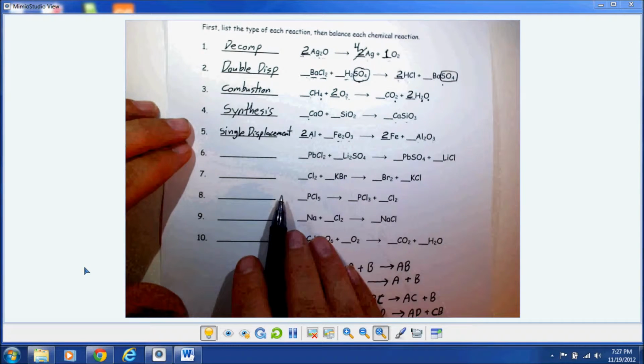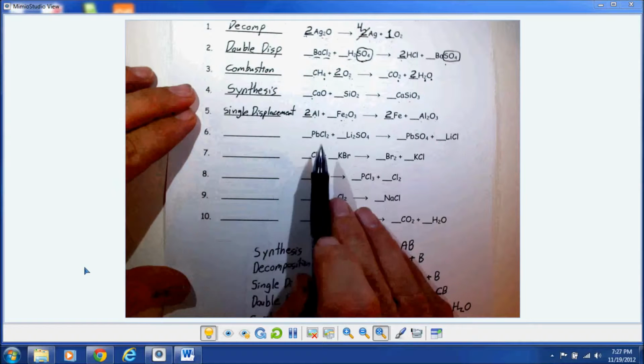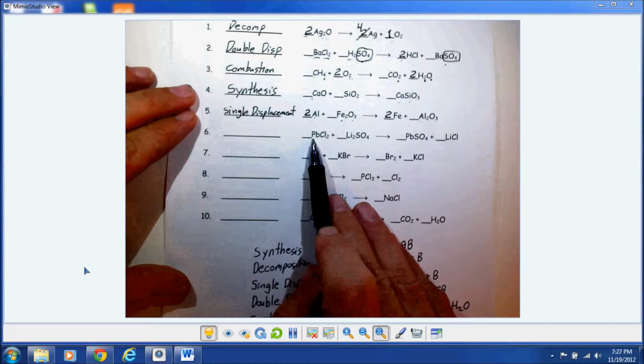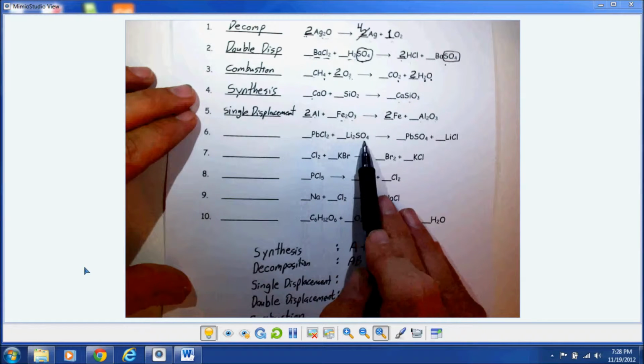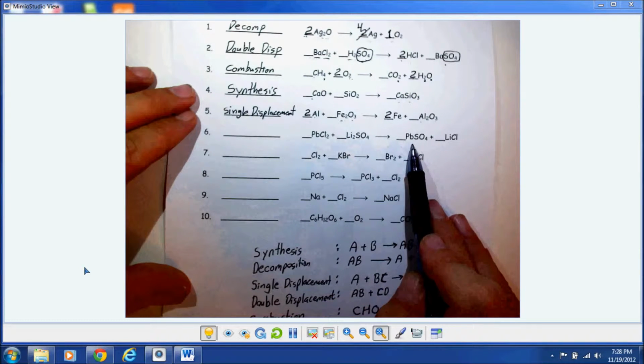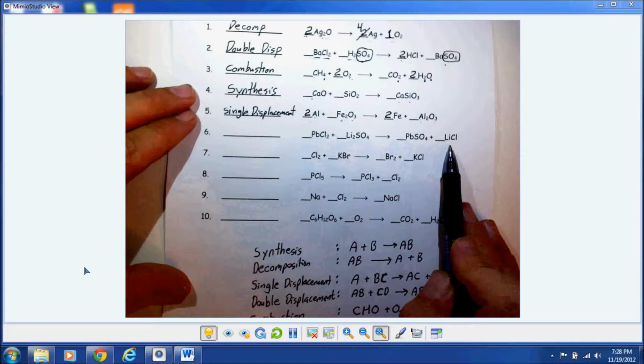Let's look at number 6. In number 6, Pb is lead. Lead 2 chloride reacts with lithium sulfate to produce lead sulfate plus lithium chloride.